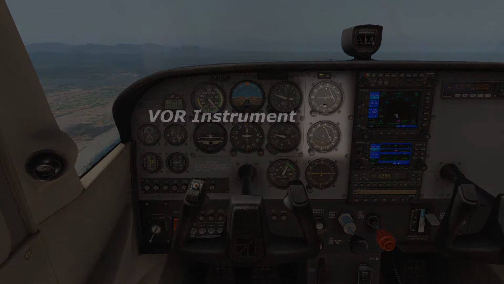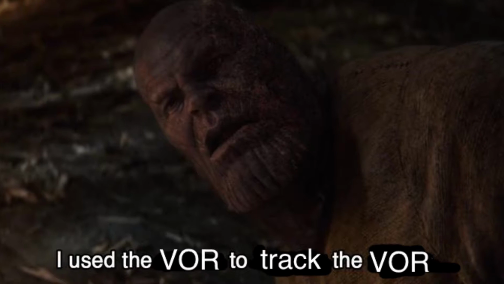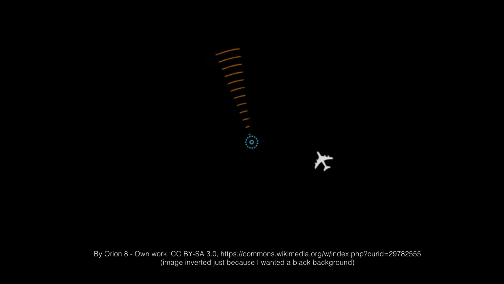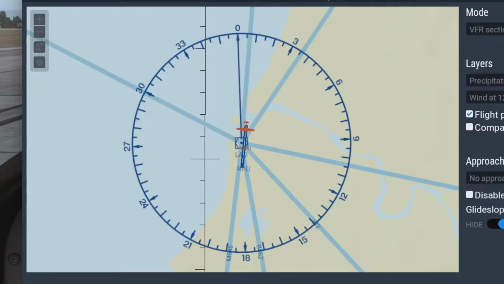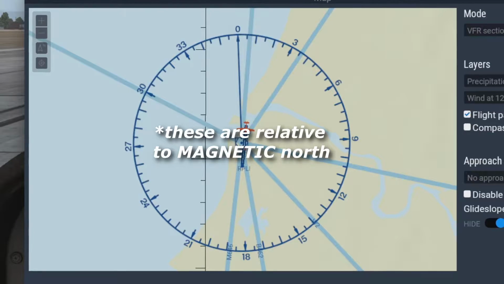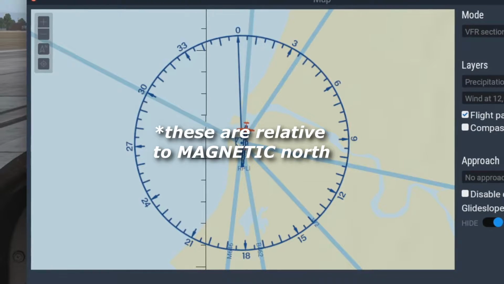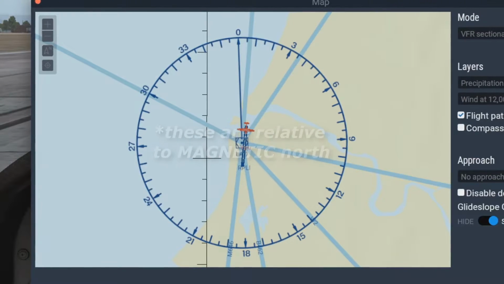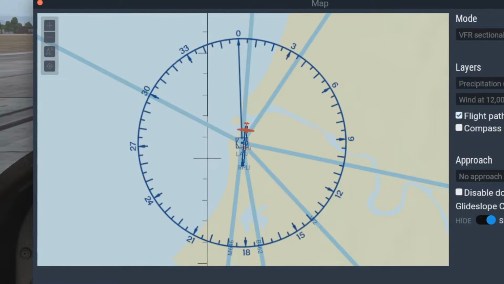First is the VOR instrument. This thing carries the same name as the thing it tracks, so you'll be using the VOR to track the VOR. VOR stands for Very High Frequency Omnidirectional Range. The VOR station transmits signals which allow you to find your radial, which is your position relative to the station itself, where north is radial 360, east is radial 090, south is radial 180, and west is radial 270. And I think you can extrapolate the rest.